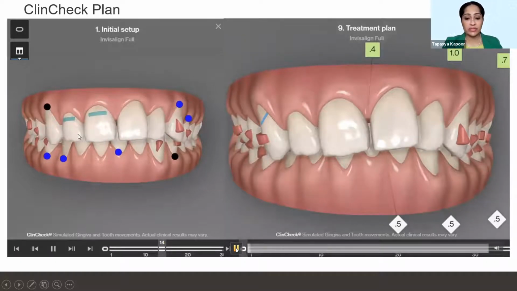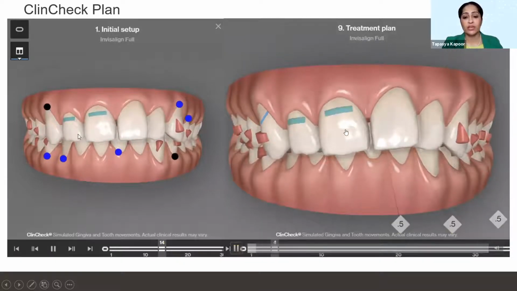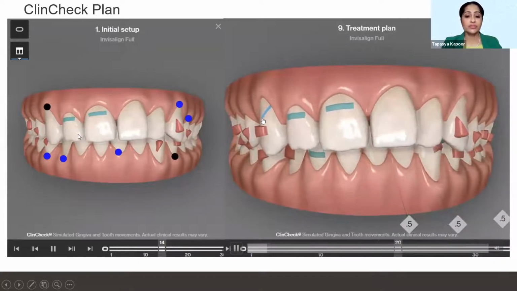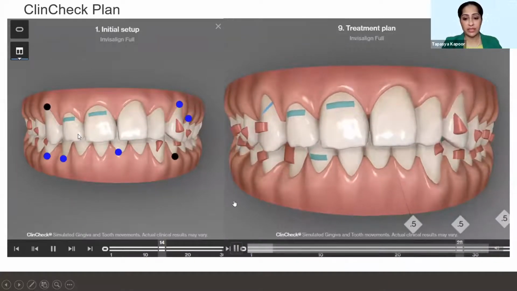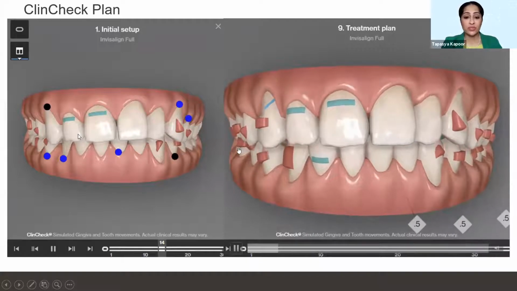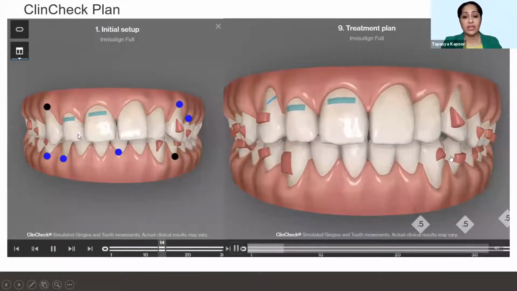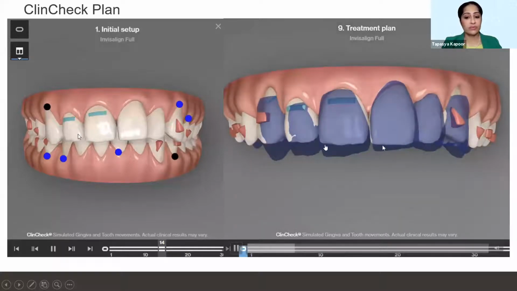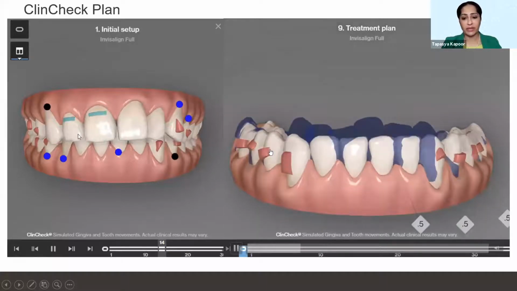This was my final ClinCheck that I approved. So now I added an attachment on the upper right canine. I also added a precision hook for elastics on the upper right side. You can see a lot of extra attachments now added to get predictable bite opening. And of course, it's almost the same amount of bite opening that we planned.